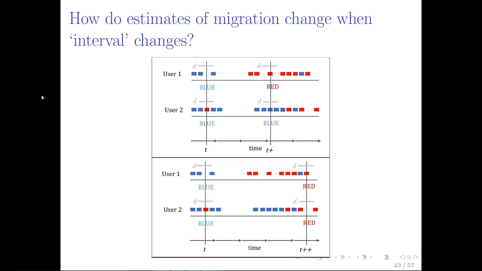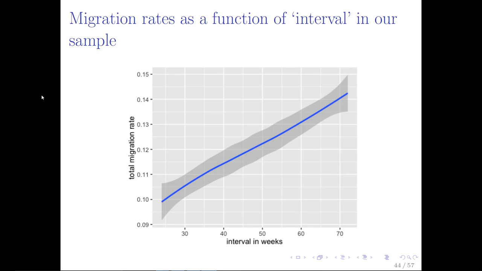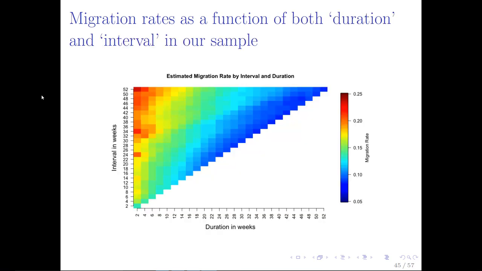Then we also consider interval. In this case, we keep the duration constant across the two panels, but we change the interval, the distance between t and t+1. We looked at how migration rates change as we change interval, and as interval goes up, migration rates tend to go up. We may be more likely to be in the same place next month, but perhaps in 10 years, we are more likely to be somewhere else. We put all of these together to get a sense of how migration rates change with respect to a combination of interval and duration.